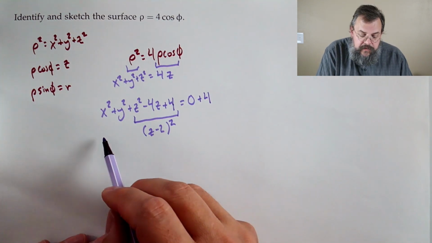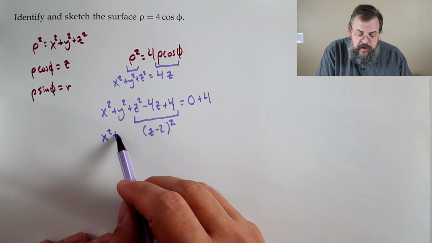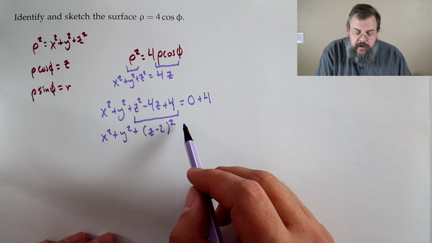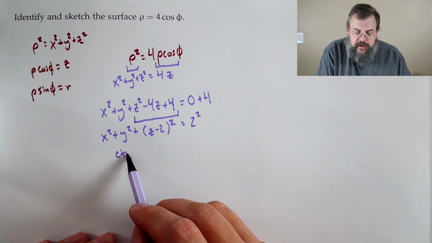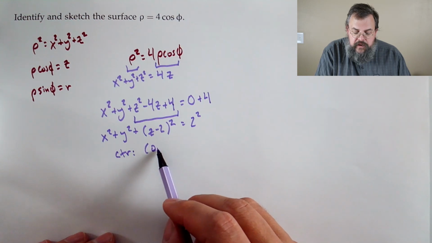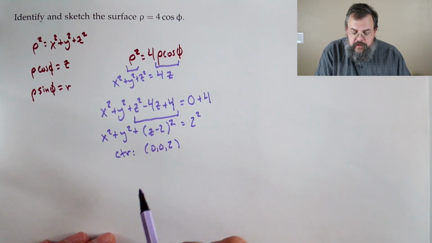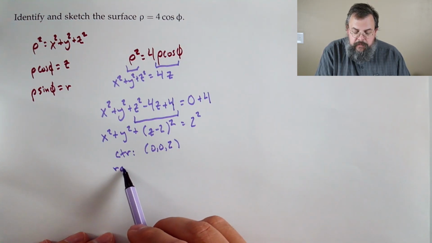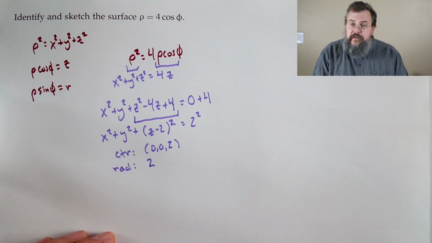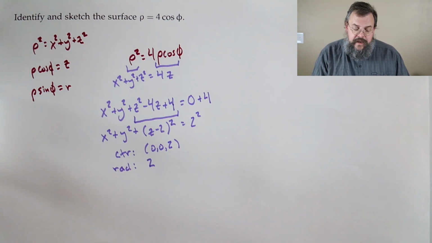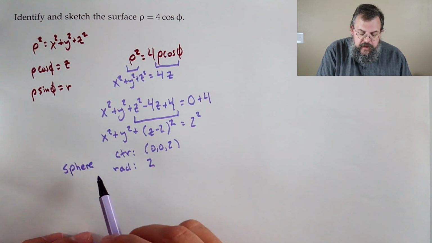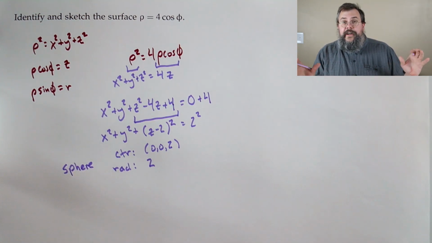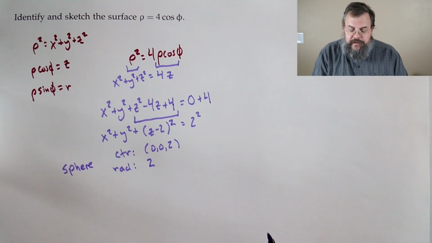And we can start to identify what we're dealing with. So not only is it a sphere, we now know some more about it. We know the center is at 0, 0, positive 2, and we know the radius is also 2. And so we have that this is a sphere. And now we've identified definitely, we know everything about the surface.